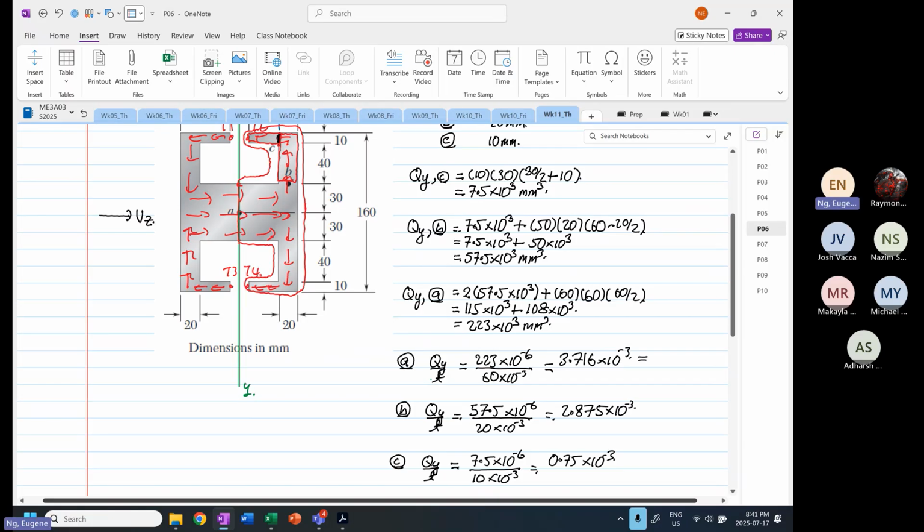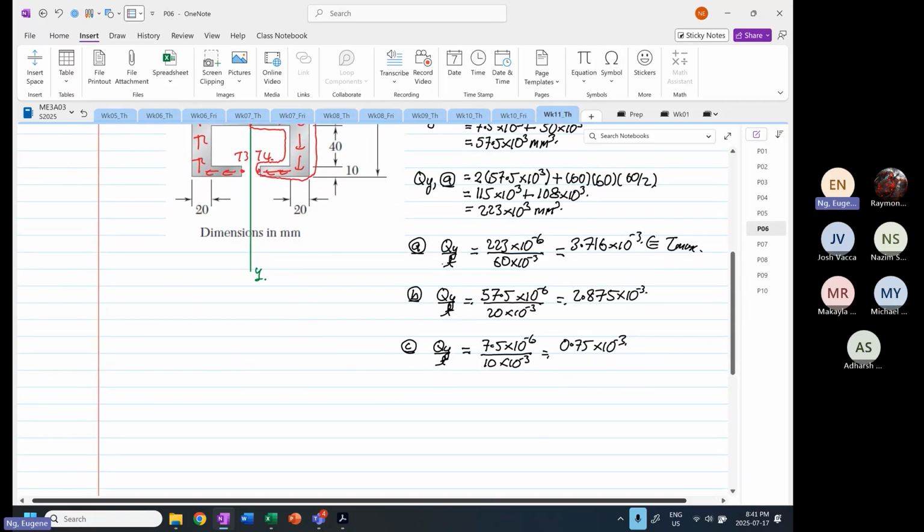So from here, we realize that tau max will occur now at point A, no more at point B, after we change the direction from Vy to Vz. Okay. So with this, again, the same thing applies. So tau max is equal to 75 times 10 to the power 6.